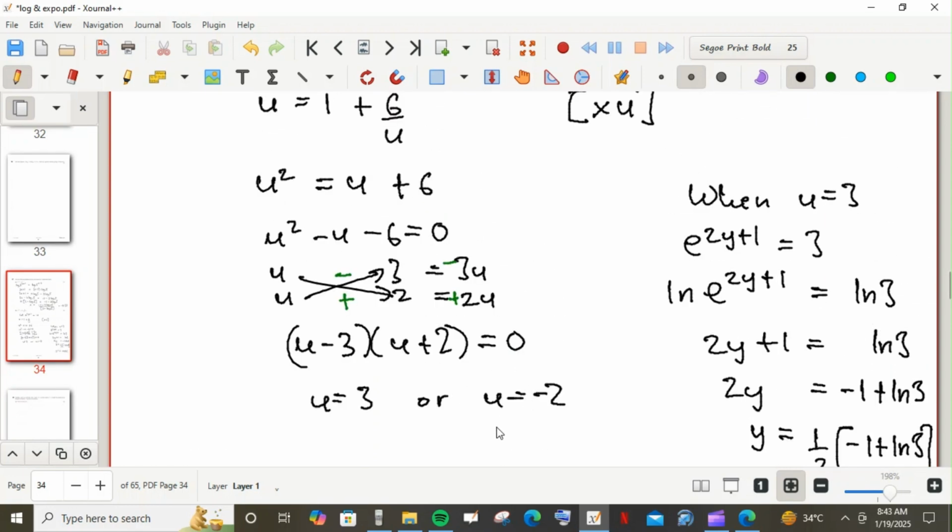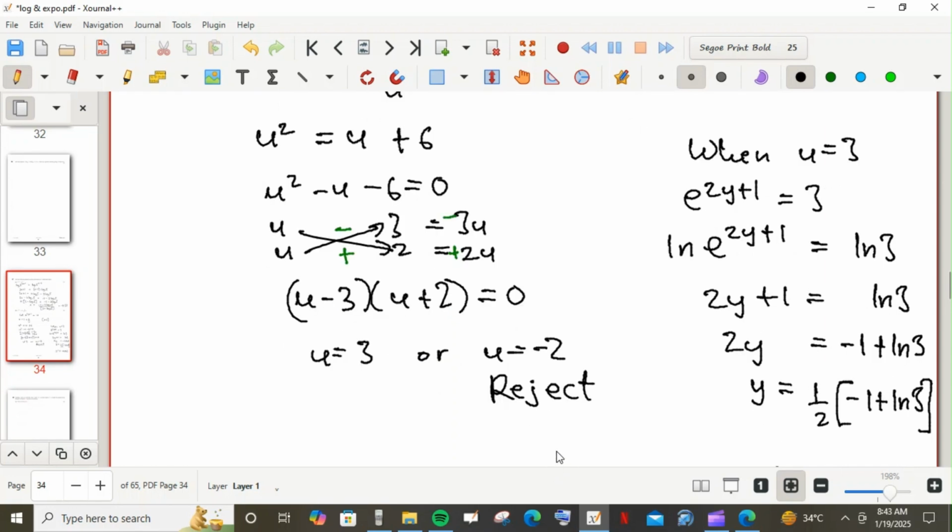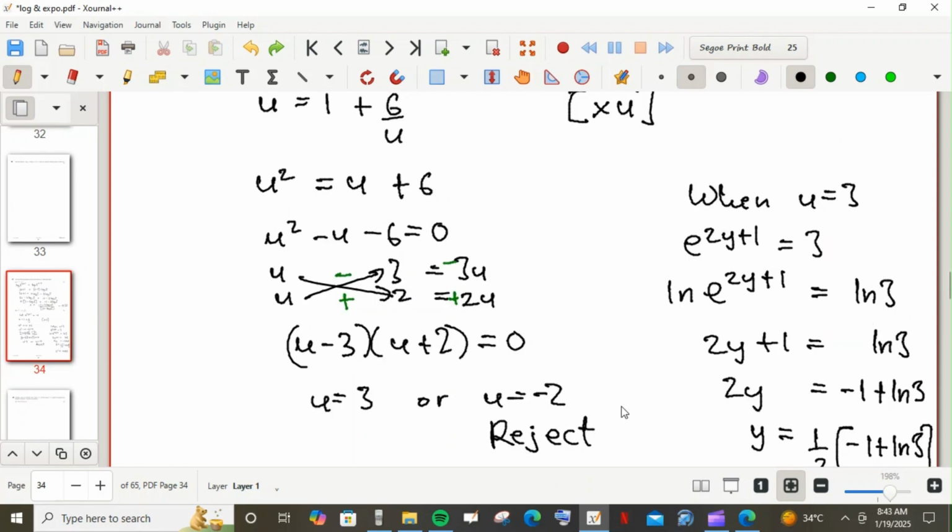Can you ask me why we have to reject this one? The reason being that you can't have ln of negative 2. You will not get a real number. So we have to reject that one.